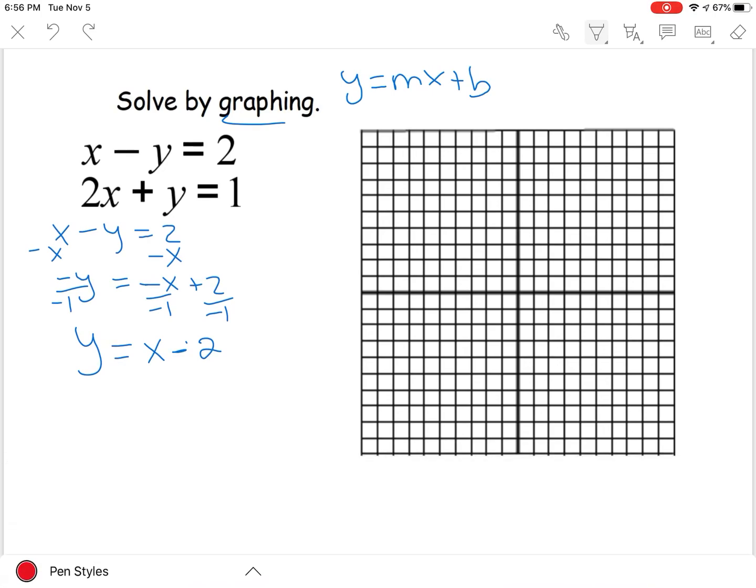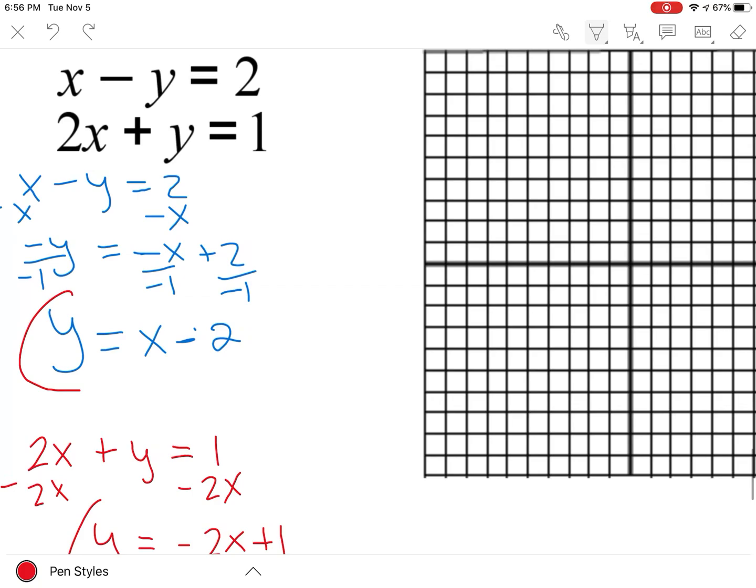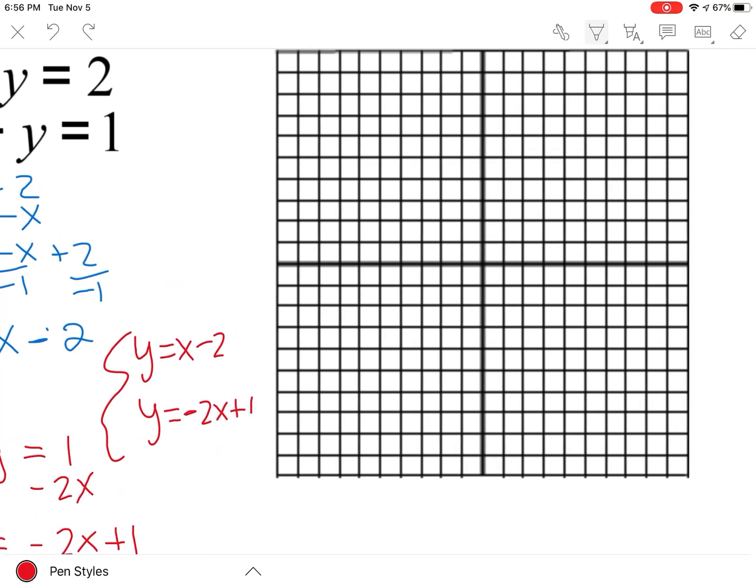And then we'll do the same thing for that other equation. 2x plus y equals 1. Well, we can just subtract 2x. So we find that y is equal to negative 2x plus 1. So the system we're going to graph is y equals x minus 2 and y equals negative 2x plus 1. So let's go ahead and graph those.